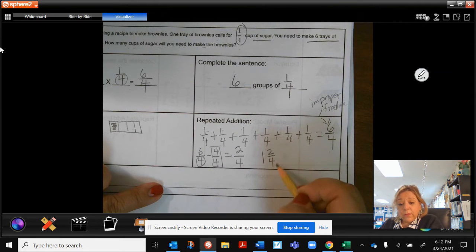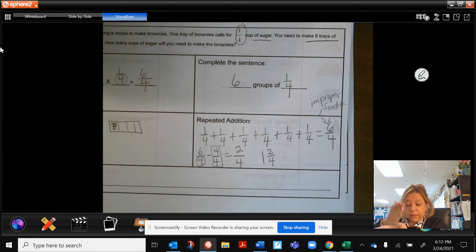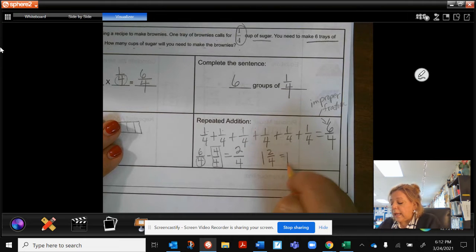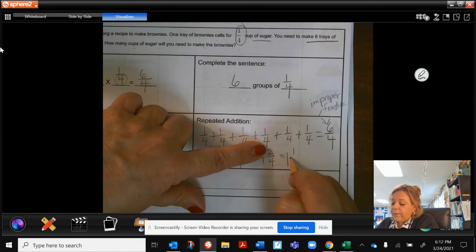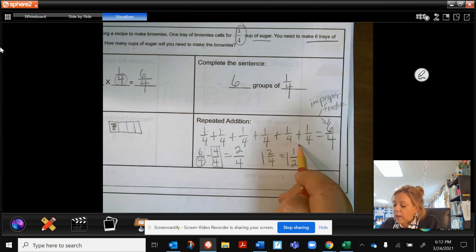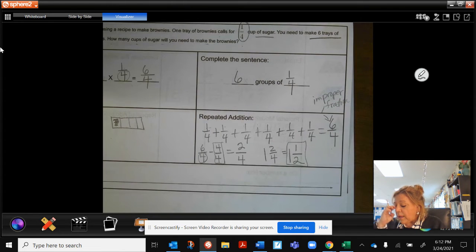But both numerator and denominator are even numbers. So can I cut that in half? Divide it by 2. Very good. So this is going to equal 1, and half of 2 is 1. Half of 4 is 2. So the answer is 1 and 1/2. Well, let's check our number line and see if we can make that happen.